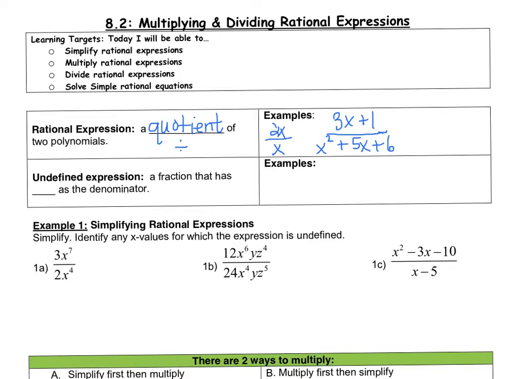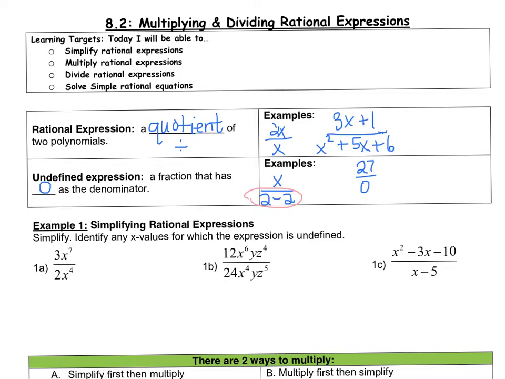An undefined expression: remember yesterday when we did section 8.1 and we had error in the table? That was when we had 0 in the denominator. You can't divide by 0. So if we had, for example, x over 2 minus 2, those 2's would cancel each other out and we'd have 0 on the bottom and it would be undefined. Or you could have something as simple as 27 over 0. That would be undefined. So let's look at simplifying these first expressions.